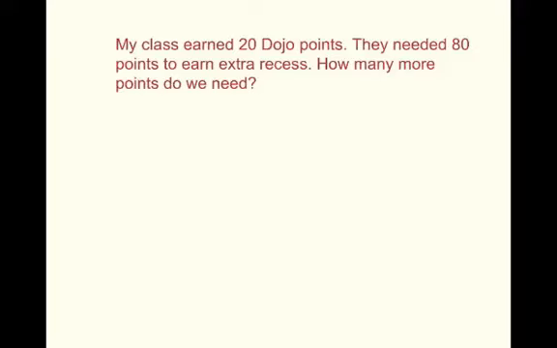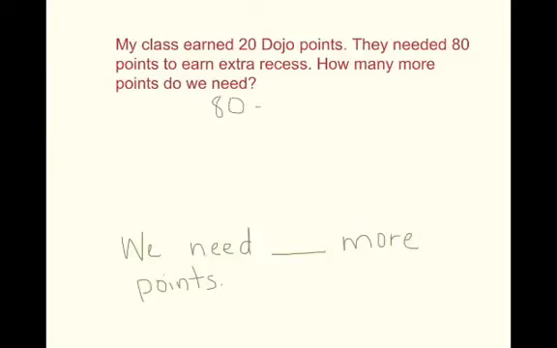Okay, so we need blank more points. Okay? So we could think about this problem as 80 minus 20, because we've already got 20 points. How many more do we need? So we can think of it as a subtraction equation, but we could also think of it as the inverse, or 20 points plus some more points is going to equal a total of 80 points. We're really trying to figure out how many more points we need. Okay, so here's what we have, 20. How many more do we need?